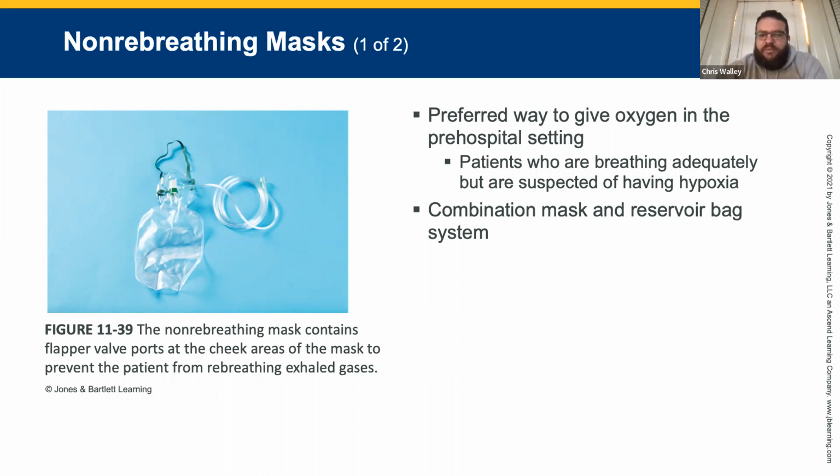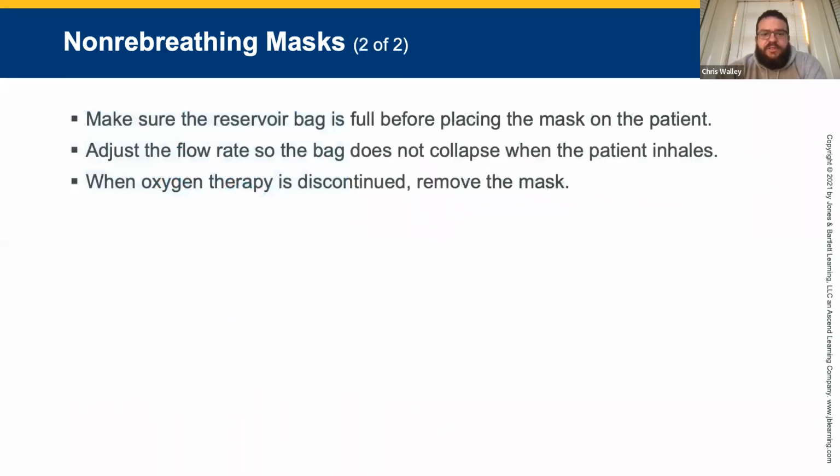Exhaled gas escapes through the flapper valve on the portions of the cheek, which is right here. You can see there's a flapper valve. There should be one on this side. It's probably fallen off. So make sure the reservoir bag, I told you that it flows at anywhere from 10 to 15 liters per minute. If the bag does collapse, increase the flow rate. So if you start them at 10 liters and they're starting to suck that bag in, up them up, go up to 12. When the oxygen therapy is discontinued, remove the mask from the patient's face. That can potentially cause harm. And it's available in adult, pediatric, and infant size.